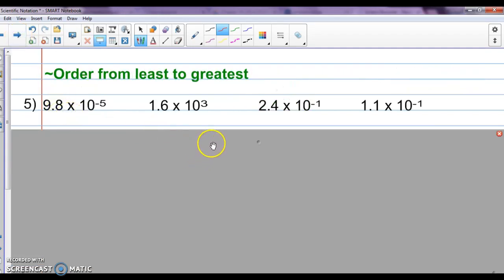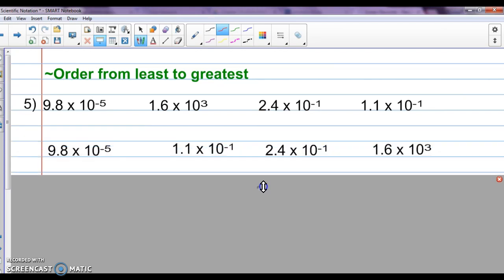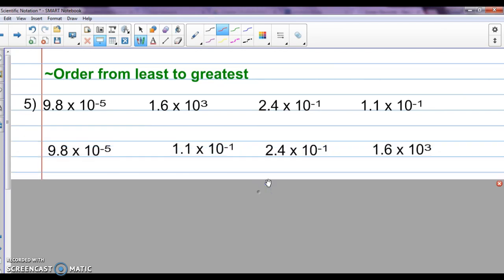After that little tutorial, I want you to look at these 4 values, and I want you to put them in order from least to greatest, keeping in mind what it means when the exponent is a negative value and when the exponent is a positive value. So please pause the video and put them in order. Now that you've put your answer, it's time to unpause the video and check it with my answers as below.